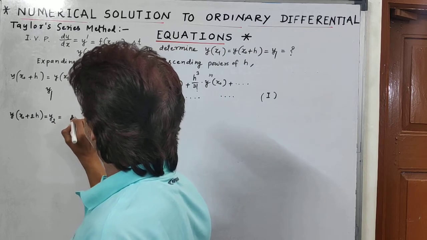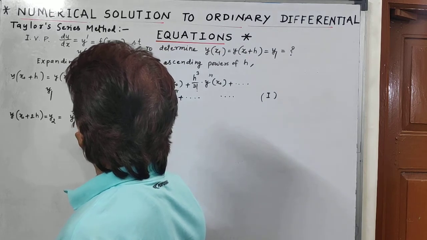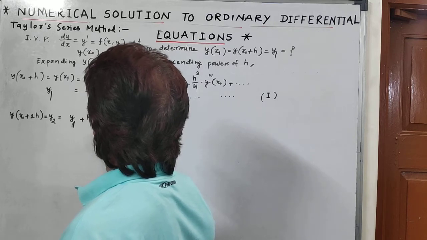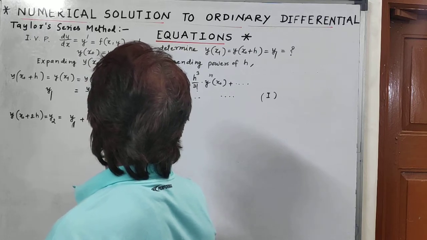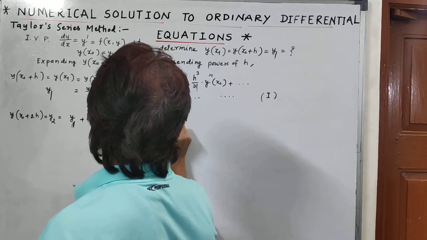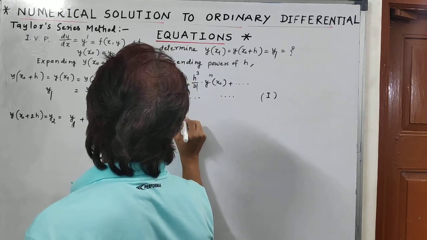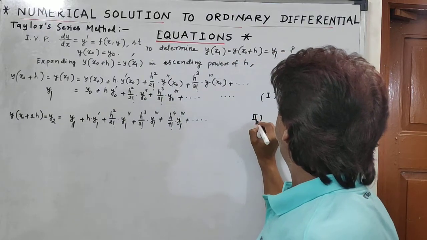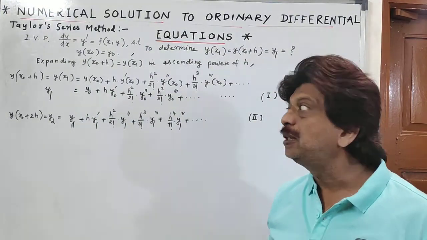y2 is equal to y1, sorry, not y0, y1 plus h into y1 dash plus h square by 2 factorial y1 double dash plus h cube by 3 factorial y1 3 dash plus h raised to power 4 by 4 factorial y1 fourth derivative and so on. This is the second equation. It gives me the value of y2 at x is equal to x2.